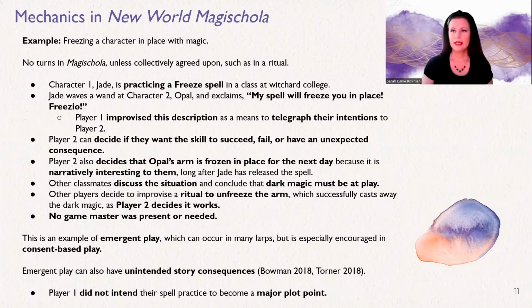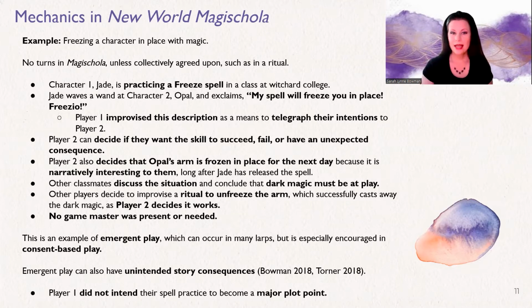In this case, character 1, Jade, is practicing a freeze spell in class at Witchard College. Jade waves a wand at character 2, Opal, and exclaims, "My spell will freeze you in place, freeze-o." And this is all improvised. They just mean to telegraph their intentions to player 2. You don't have to memorize a large list of spells and use the exact right spell and the exact right incantation.